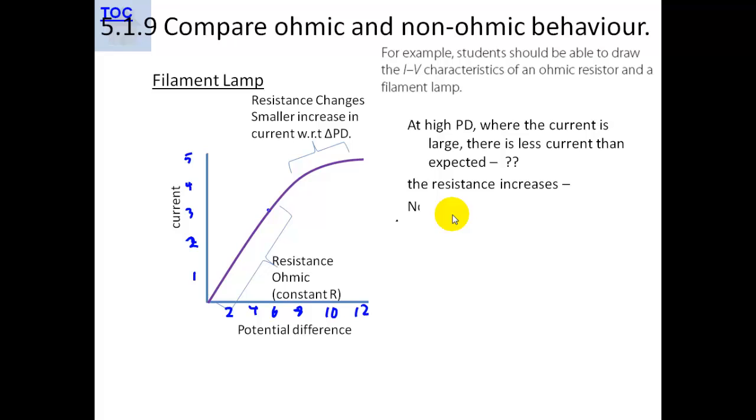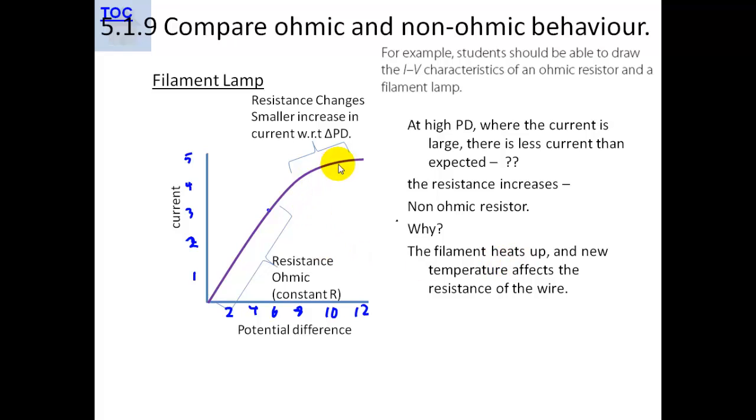Why does the resistance increase? Well, it's a non-ohmic resistor, and the reason for it is that in a filament lamp, the filament heats up, and this new temperature will affect the resistance of the wire. Why does the resistance increase? Well, when the temperature increases, the particles inside the metal are vibrating much more, and they impede the flow of electrons.